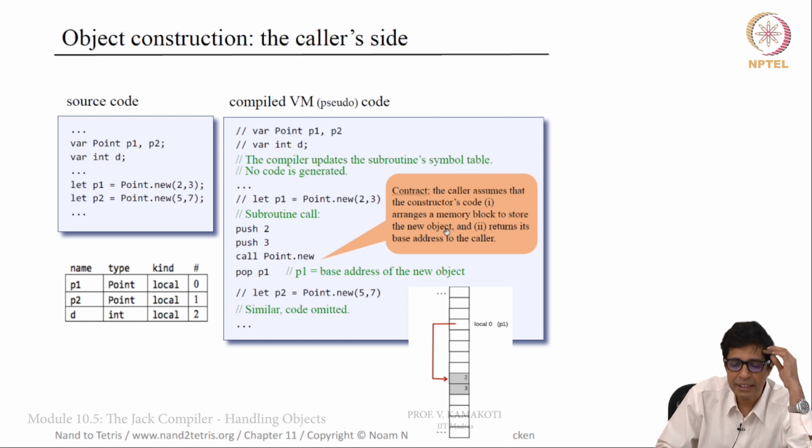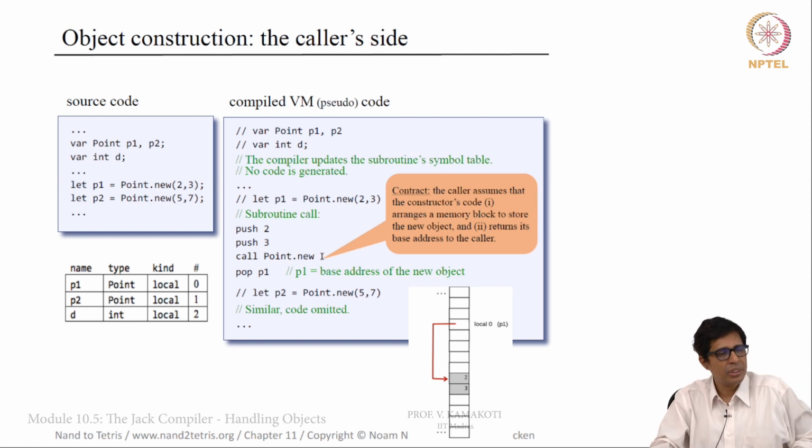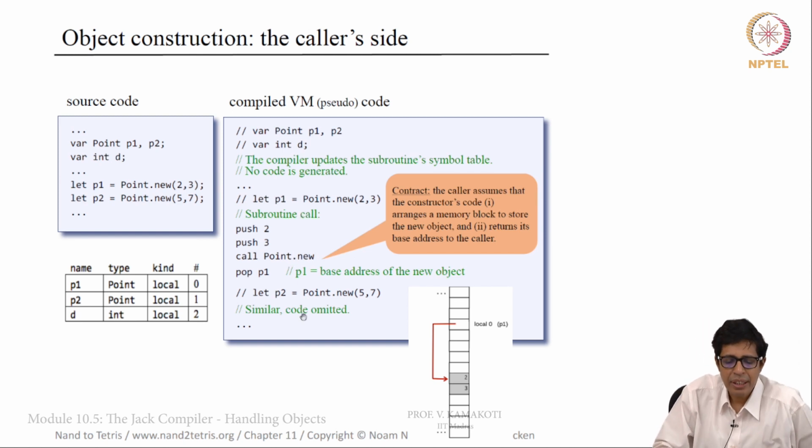So what essentially happens here, when I say let P1 equal to point.new of 2, 3, this is the VM code that you will be getting. First I will push 2, I will push 3, then I will say call point.new of 2. So call point.new of 2 essentially means there are 2 arguments that need to be pushed here.